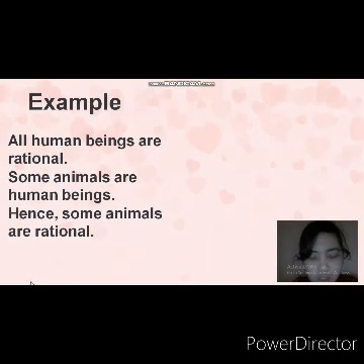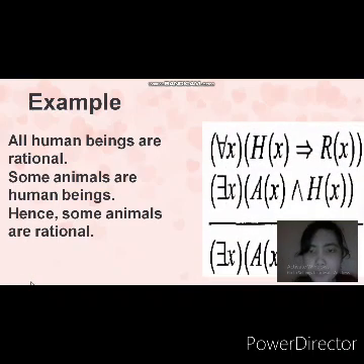Next, all human beings are rational. Some animals are human beings, hence some animals are rational. The above can be represented symbolically. Here, H, R, and A denote the properties of being human, rational, and animal, respectively.